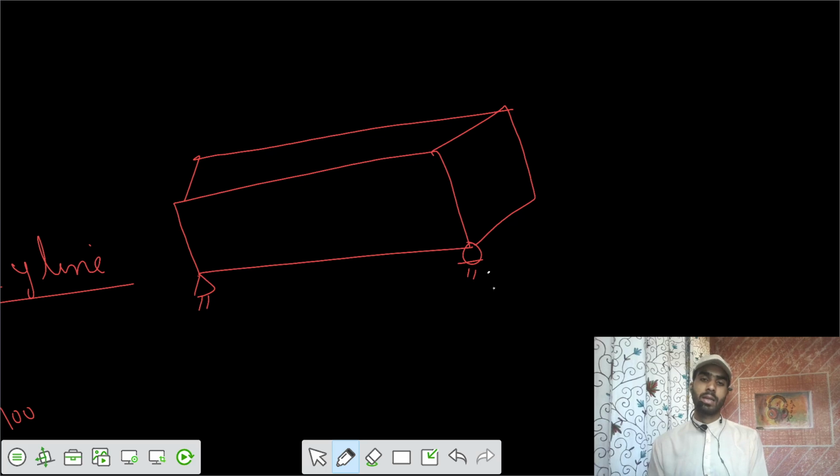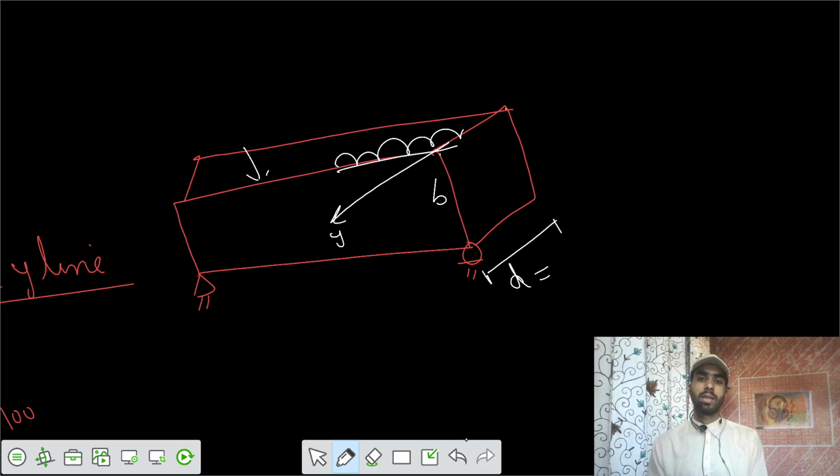Now let's say this is our, till now it was your B, now it has changed to D, and this is our B. So load is acting in this way. This is loading, but it is perpendicular to B. So earlier the y-axis was this one, now the y-axis has changed because we have reversed the dimension. So this is your y-axis and this is z-axis. So neutral axis would be around this one.